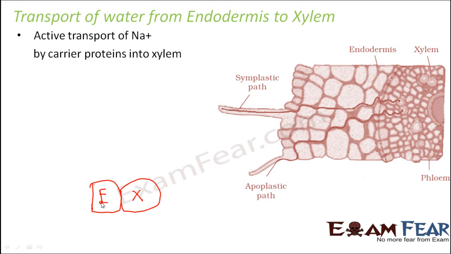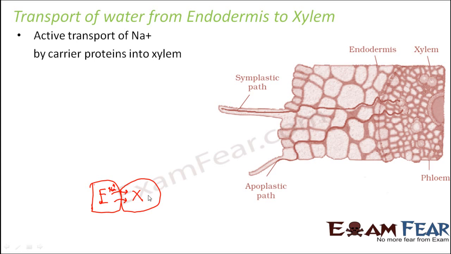Now the question is how water will enter from endodermis to xylem. What happens is that in the endodermis there are many ions, for example sodium ions. These sodium ions are carried from endodermis into xylem by active transport. What does that mean? The concentration of sodium ions is less here and more there, but still, by applying some energy, they are being transported from endodermis to xylem, so that xylem has more and more sodium ions.